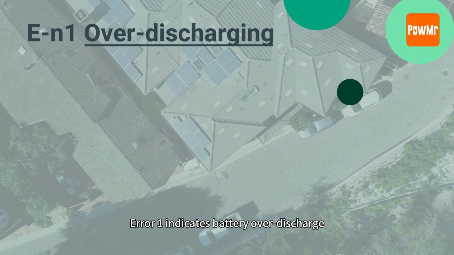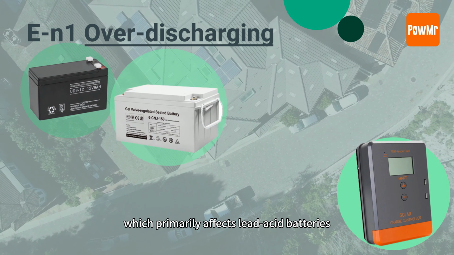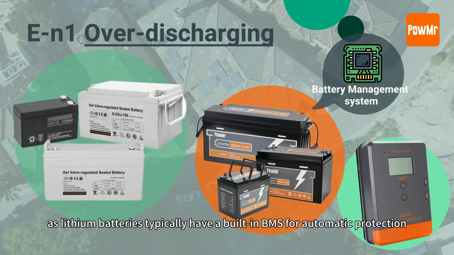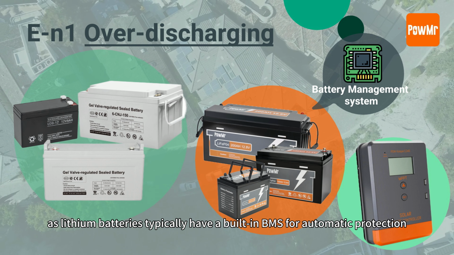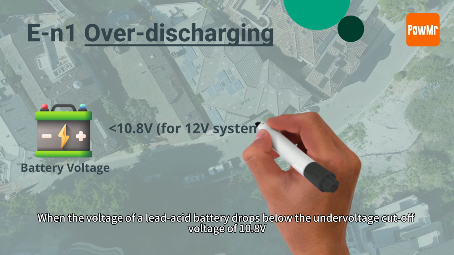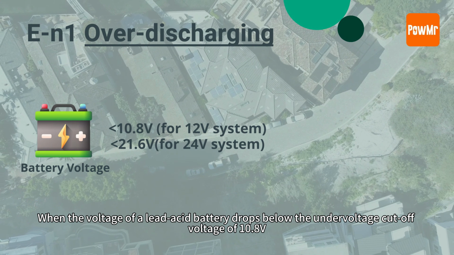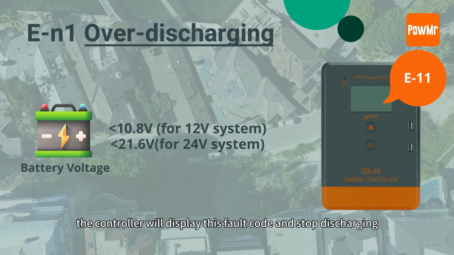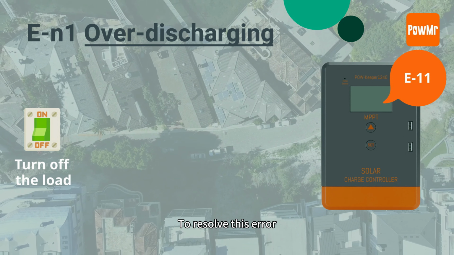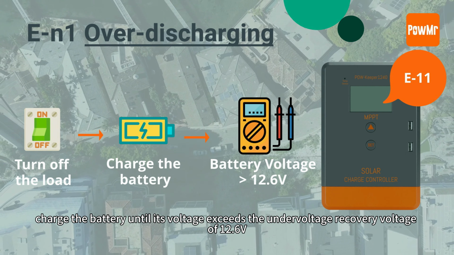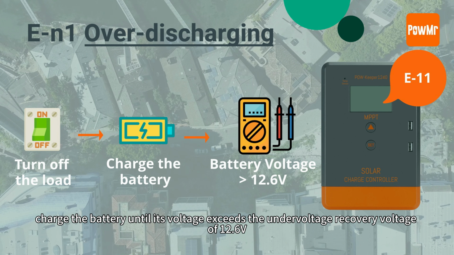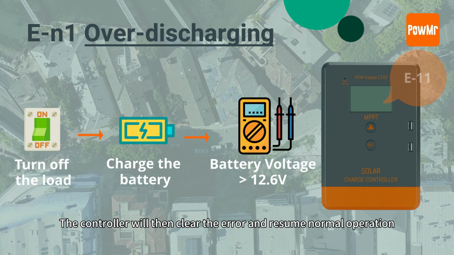Error 1 indicates battery over discharge, which primarily affects lead-acid batteries, as lithium batteries typically have a built-in BMS for automatic protection. When the voltage of a lead-acid battery drops below the under-voltage cutoff voltage of 10.8 volts, the controller will display this fault code and stop discharging. To resolve this error, charge the battery until its voltage exceeds the under-voltage recovery voltage of 12.6 volts. The controller will then clear the error and resume normal operation.